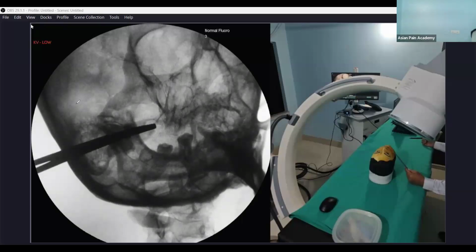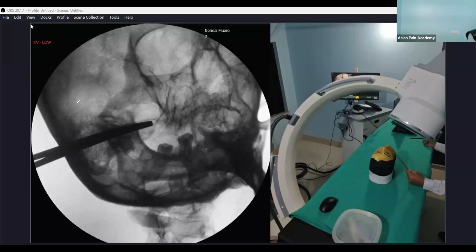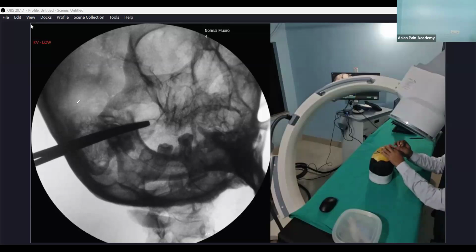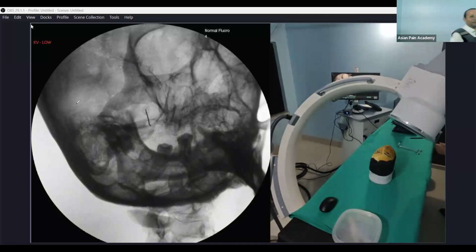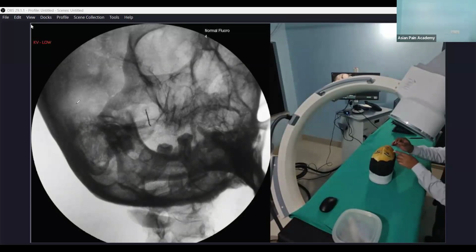So you see, I have kept it here, and it is in the correct position. I will go in the middle part of the foramen. Just at the tip, I will put the needle. This procedure is a completely tunnel view approach.